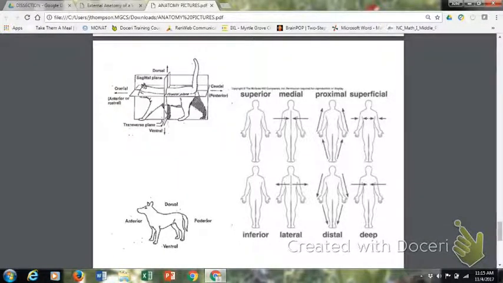All right, 8th graders, we're getting ready for our dissection in a couple of weeks on Squalus acanthias. That is our dogfish shark. That is the scientific name for it. Let's start with some basic anatomical terms.